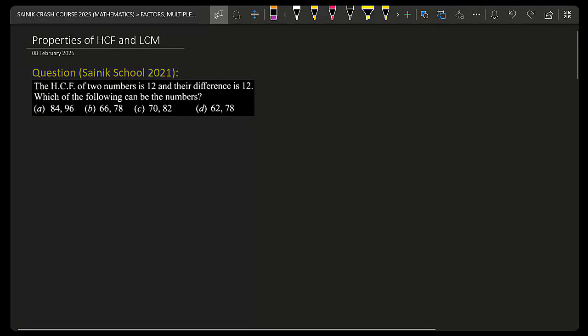Yes, sir. The HCF of two numbers is 12 and the difference is 12. The option is 84 and 96, sir, because I am using the continued division method. 84 divided by 96: 84 ones are 84 and the remainder is 12. No problem. You took those two numbers, found the HCF, and got 12. Did you try the other numbers also? Sir, other numbers we can't do.